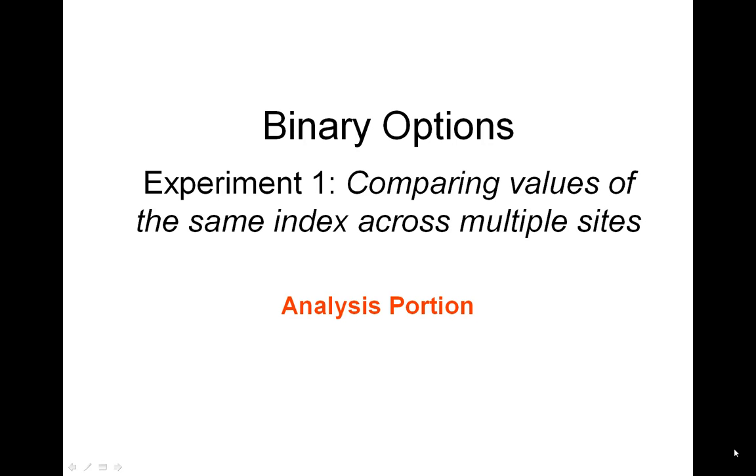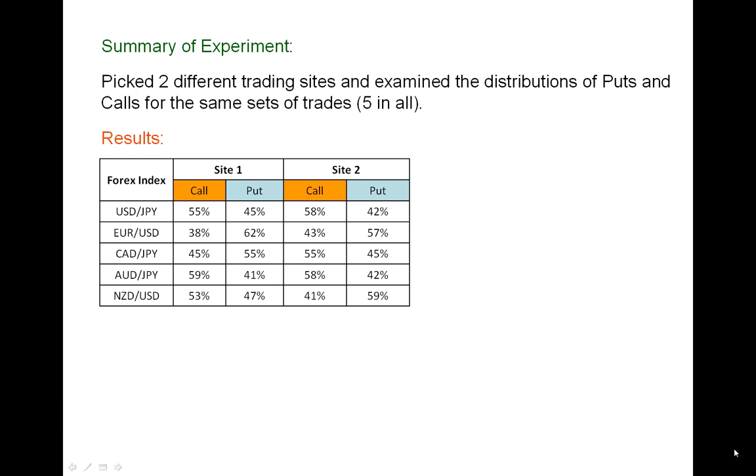Hello, and this is the analysis portion of our previous video, which was an experiment with respect to binary option trading websites, where we compared the values of the same index across multiple sites. So, quick summary of our experiment. What we did is we picked two different trading sites, and the details of this are all in our previous video, and we examined the distributions of put and call options for the same sets of trades. There were 5 in all.